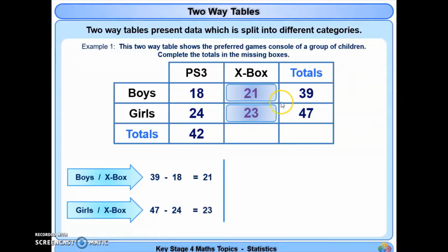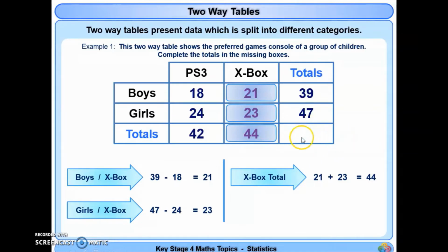Okay, so now we need to look at finding the total. How many people altogether, boys and girls, preferred the Xbox? So we don't know this value, but we do know that there was 21 boys and 23 girls. So we can use these two facts to create an addition, which will give us our total here. So we're going to add 21 and 23 together to tell us that the total amount of people, boys and girls, who preferred the Xbox was 44.